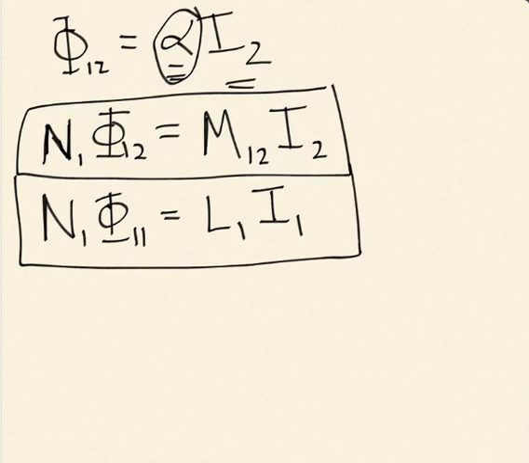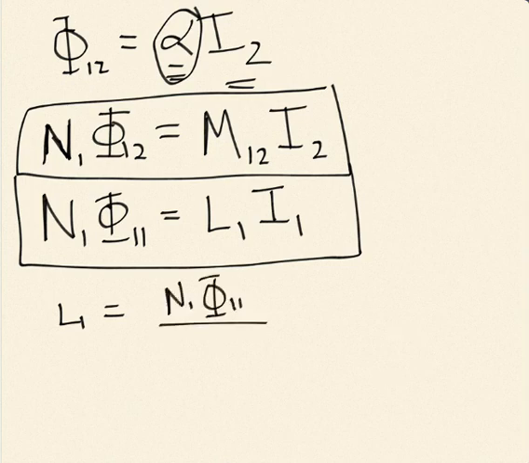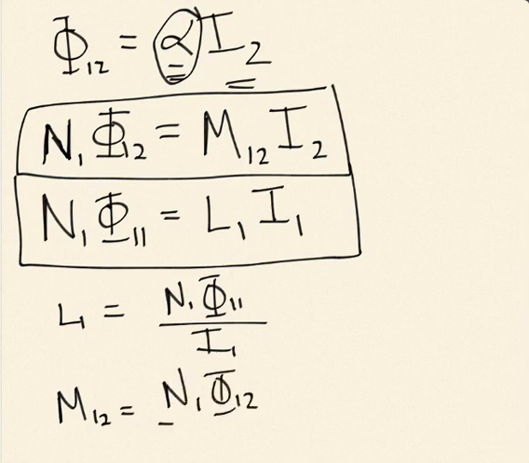And so you can pull out definitions now for L and M. L is just N1 phi 11 over I1, and M12 is N1 phi 12 over I2. So this is the self-inductance, and this is what's called the mutual inductance.